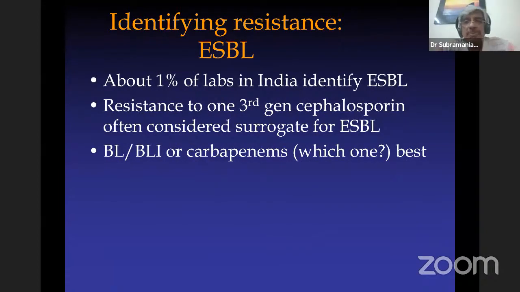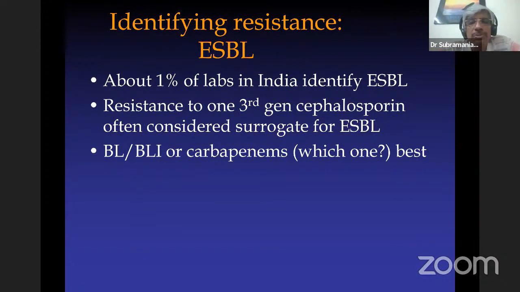So here's the problem. We now talk about ESBL, extended spectrum beta lactamase. That is enzyme production by the gram-negatives, which inactivates a lot of beta lactams, penicillins, and cephalosporins. And the problem is that in India, very few labs do any kind of testing to identify or label an ESBL. It's also a problem because there are no standardized guidelines for this. So that's a problem. You need to have your own in-house guidelines and kind of adapt that.